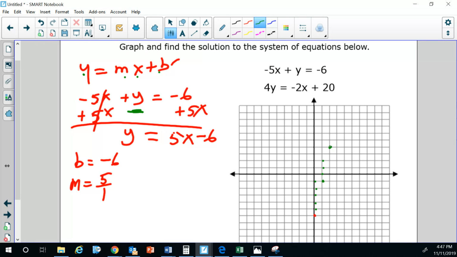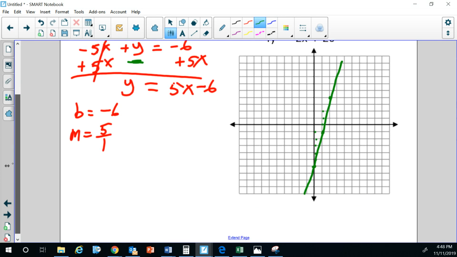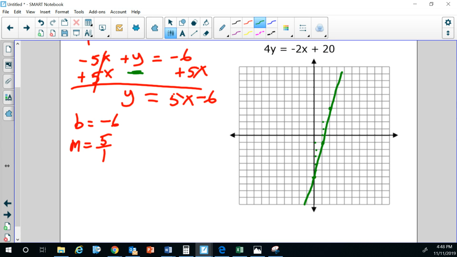Okay, so these are my three major points, and I can draw a line. It's going to be a very crude line. All right, not the best line, but you get a picture. So let's do the second equation now. Let's see if I can find some space here. My second equation is 4y minus 2x plus 20.